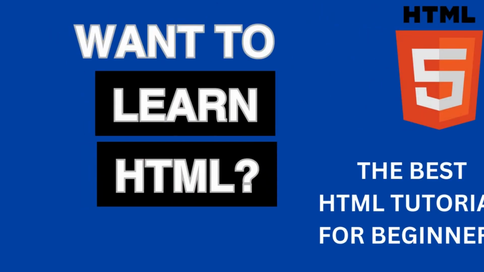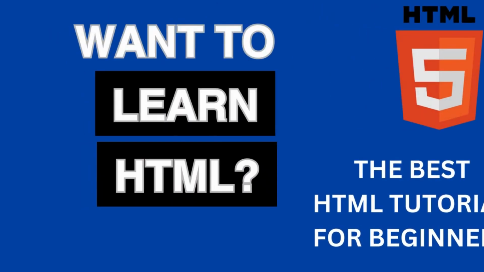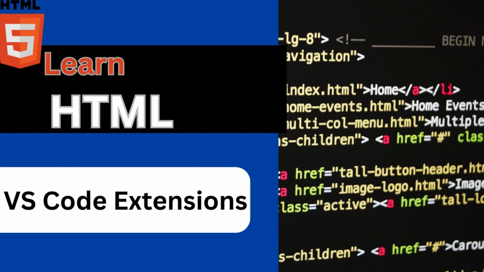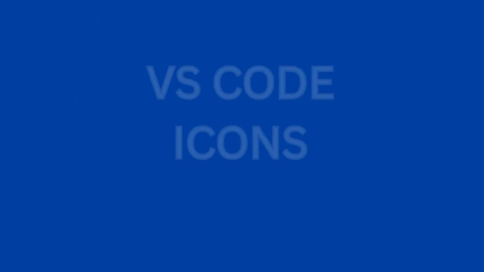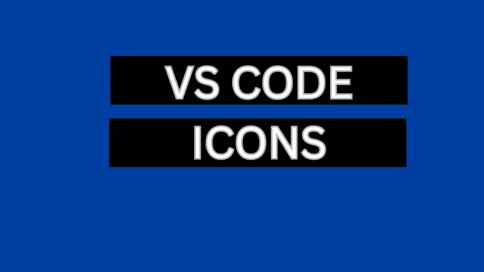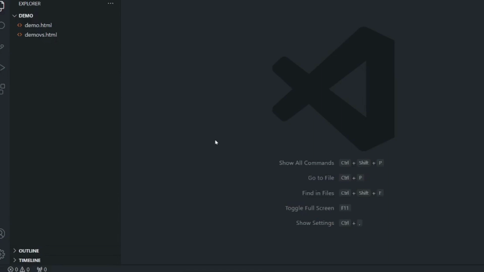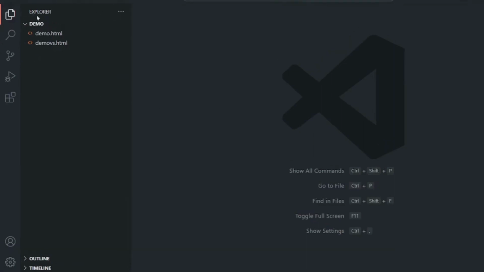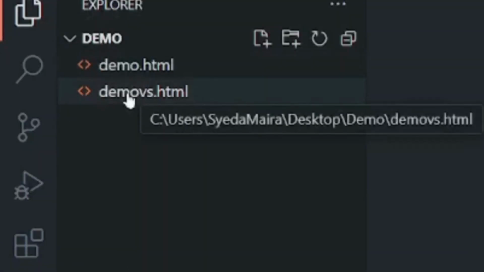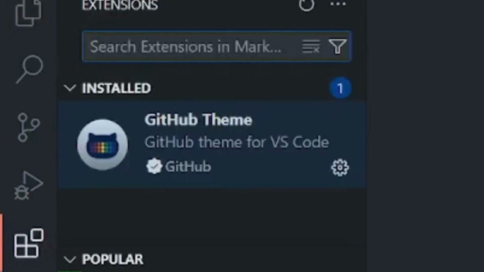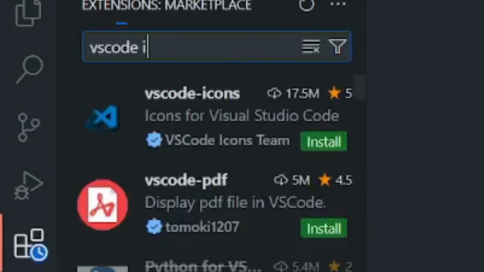Today we are going to discuss some Visual Studio extensions that are necessary to download. Number one is VS Code icon. Currently, I have two files in my VS Code that are HTML files. I can see by the extension of the files that these are HTML files. Now I am going to download the VS Code icon extension.